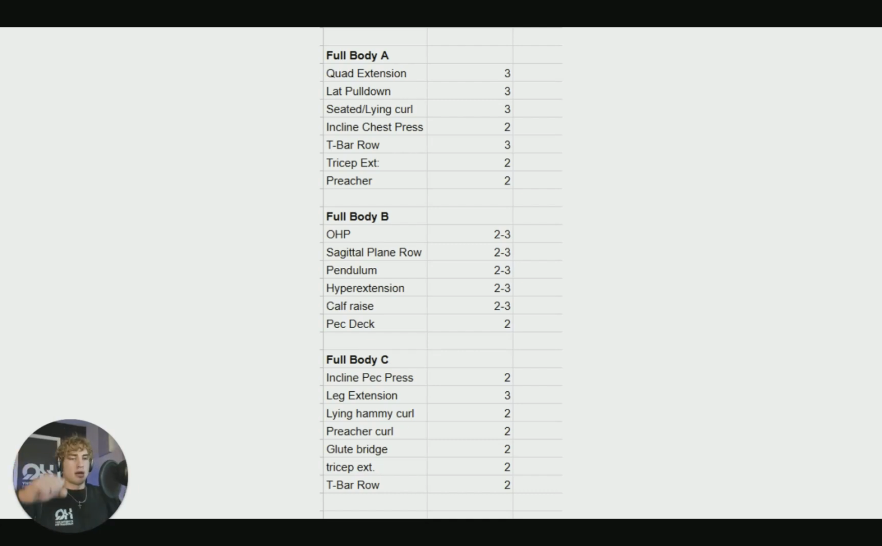Then we got an incline chest press like this. It's going to work all 3 heads of the pec. And then you got a T-bar row. Awesome. Then you got a tricep extension. Cool. You got a bridge curl. Cool. I think that probably covers it. Except your glutes are going to be puny. Oh no, the glutes.